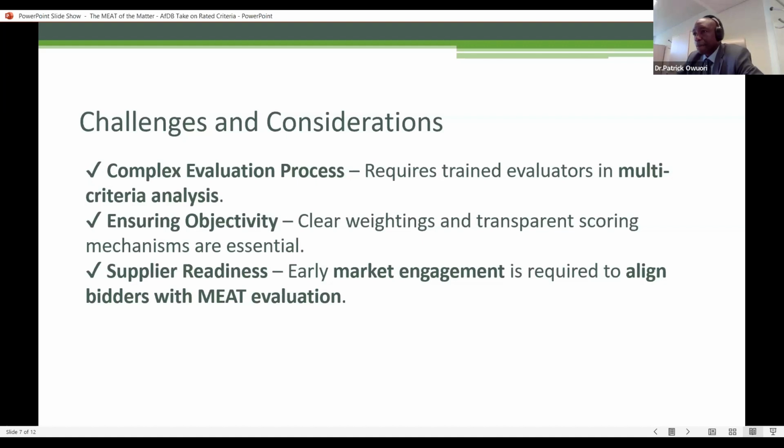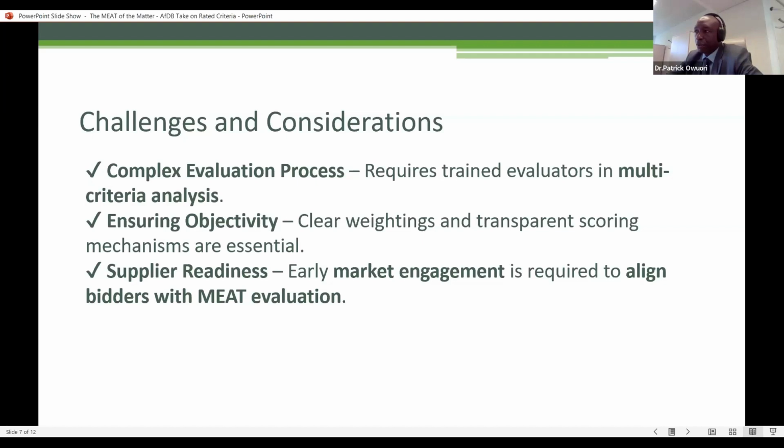Then the market readiness: how ready are our suppliers and contractors for this? We know from the consultancy field, for the longest time possible, we've been evaluating consultants based on rated criteria. So they're used to this kind of system. But for suppliers, for goods and works, where we have to move people now to this kind of consideration, they've been used to pass-fail criteria for so long.